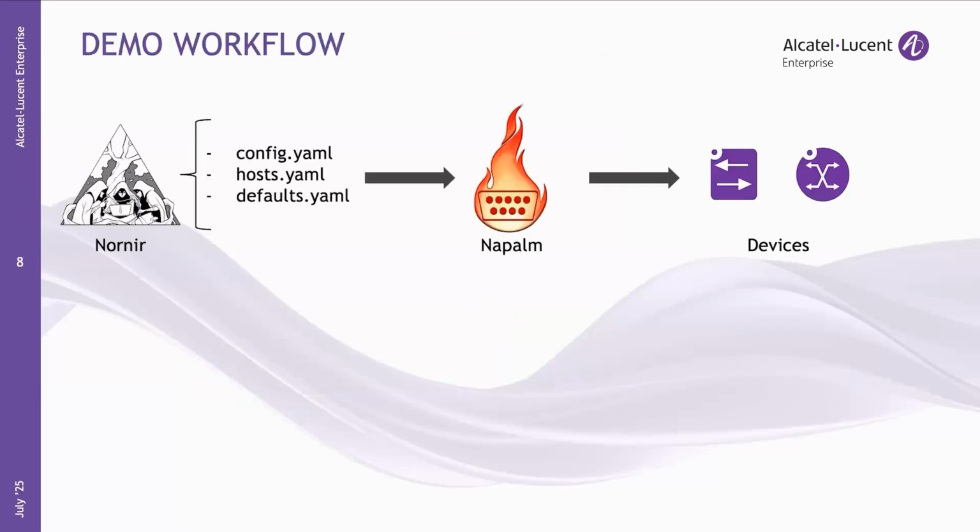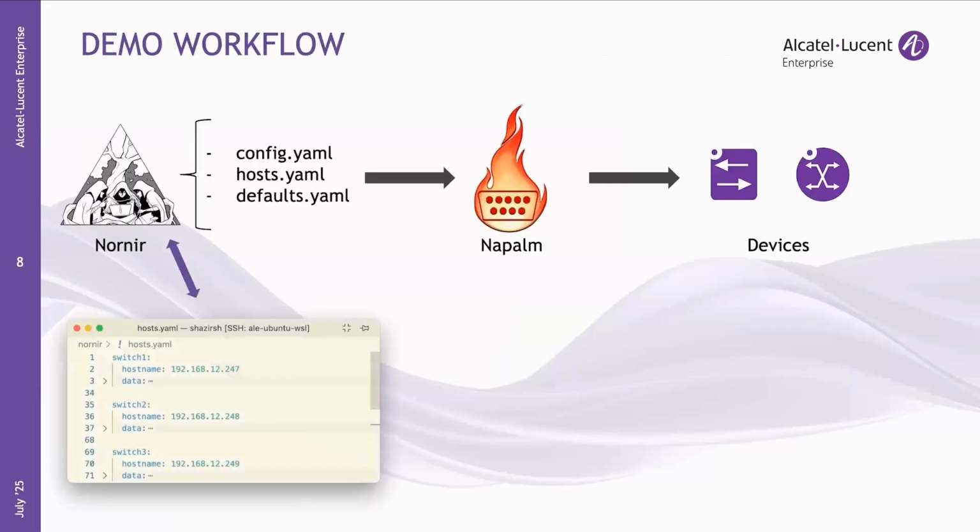Then, we have the host.yaml file, which is the device inventory. Finally, we have the default.yaml file, which contains all the default settings such as the login and the passwords, and it can also contain configuration which is applied on all the inventory. These files provide the necessary information for Nornir to understand what devices to manage and how to access them.